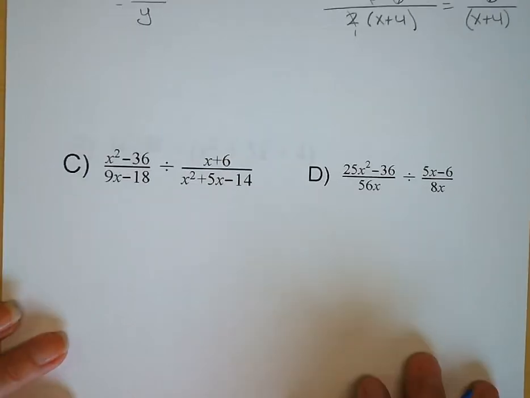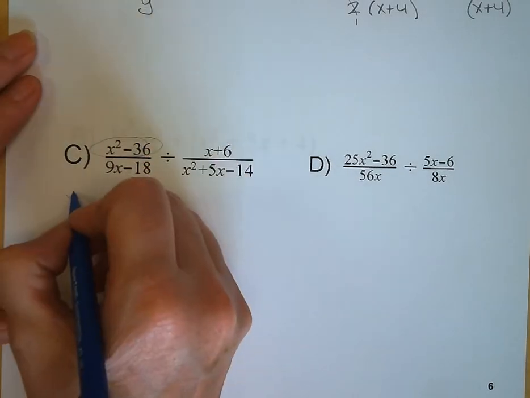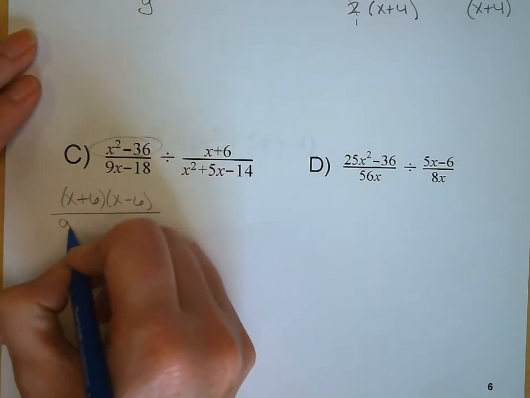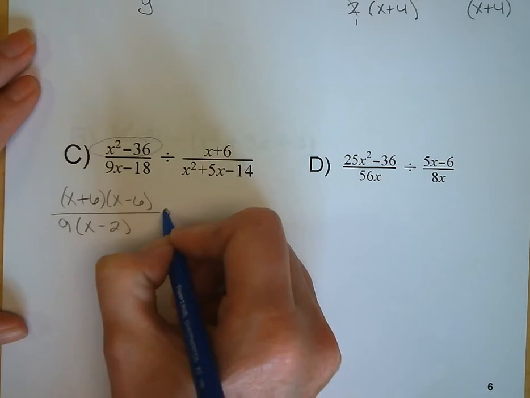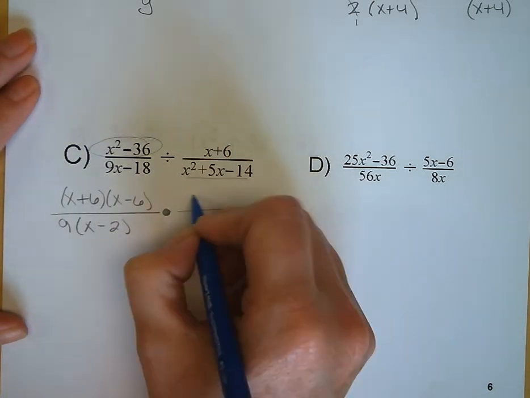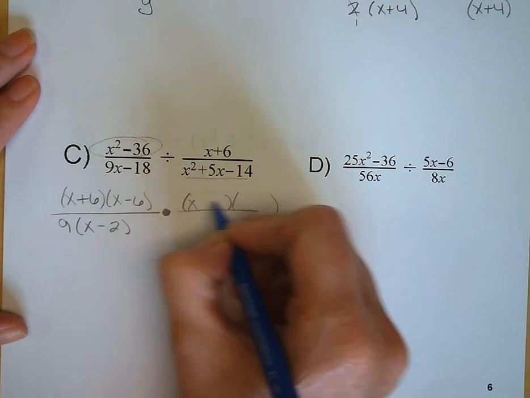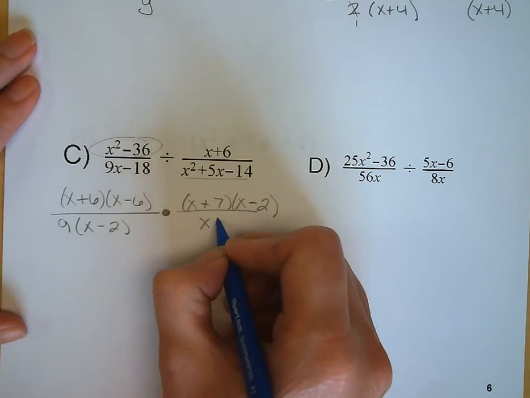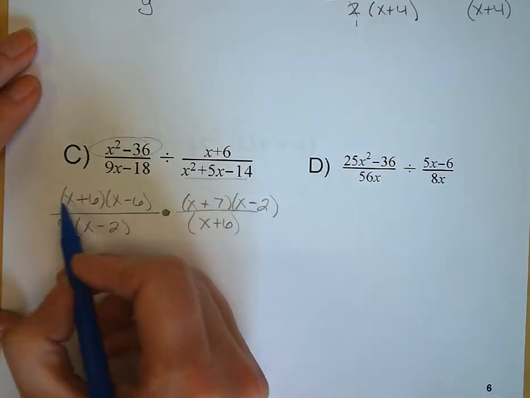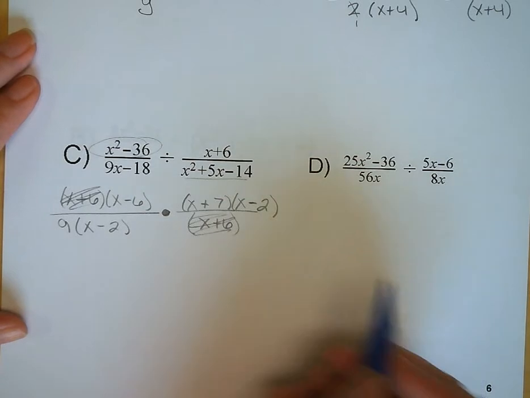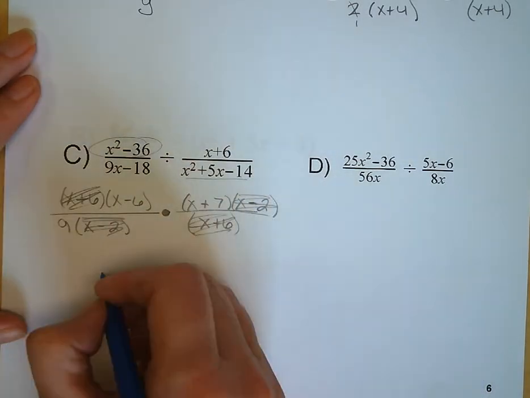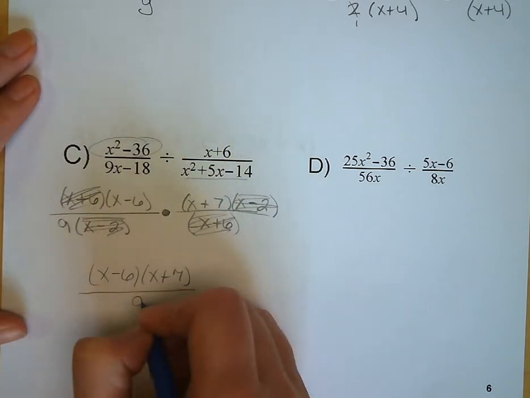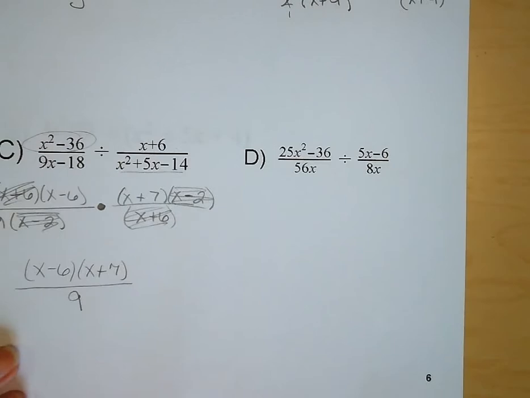Letter C, x squared minus 36, difference of perfect squares, special case, x plus 6, x minus 6. Over, we can factor out a 9. We're left with x minus 2. Change our operation and flip the fraction. And we're going to factor it right away. We've got x plus 7 and x minus 2. We've got x plus 6 in the denominator. So let's look to see what cancels. The x plus 6's cancel out. x minus 2 cancels out. And we're left with x minus 6 times the quantity x plus 7 over 9. And you guys can just leave it in that form. We do not need you to FOIL it.